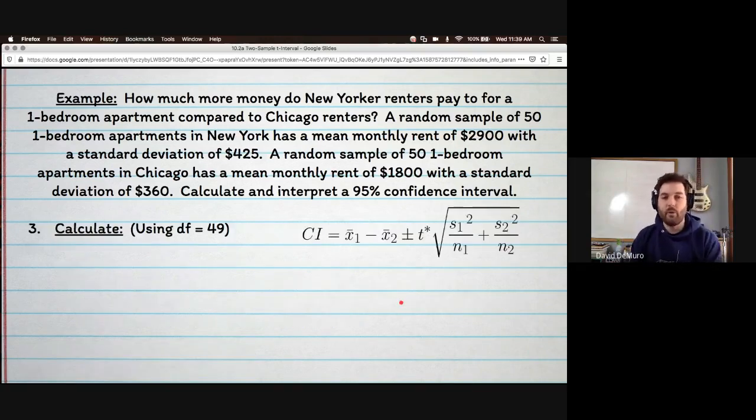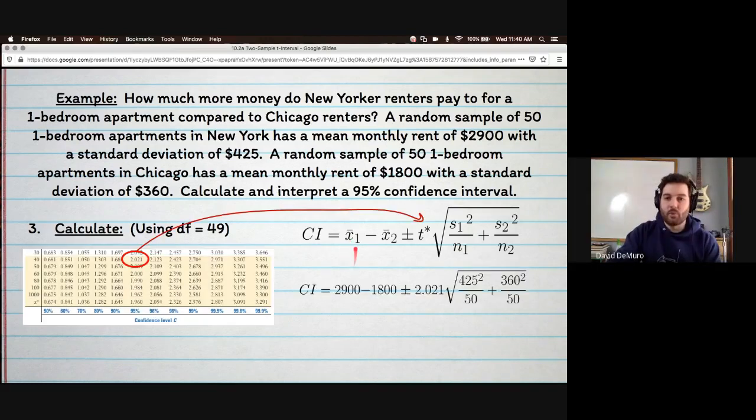All right, in step 3, we will calculate. And I'm going to show this calculation by hand using t star we would find on this table. So our sample sizes are both 50. That means our degrees of freedom from one sample is 49. That's what we're going to use. So we're going to use this formula setup, x bar 1 minus x bar 2 plus or minus t star times that standard error.